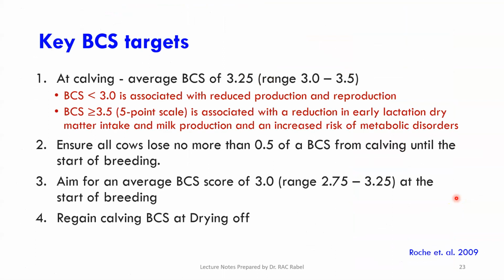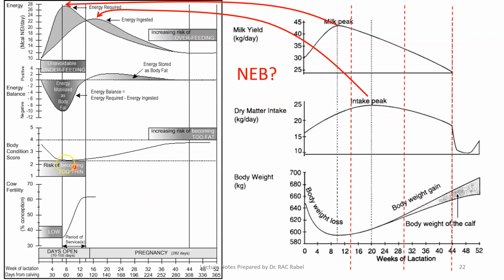So then what are the numbers? I said it shouldn't go below a certain level. What is the lowest number recommended? What is the highest number recommended? When should you regain this high number? Is it during mid lactation, late lactation, or the dry period?